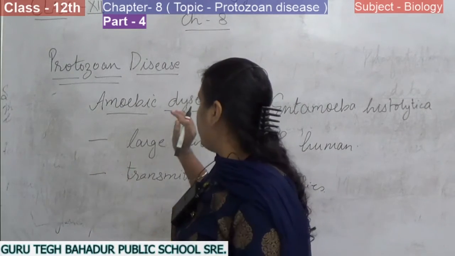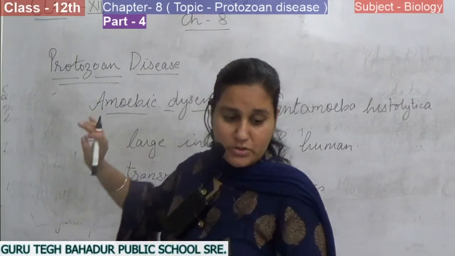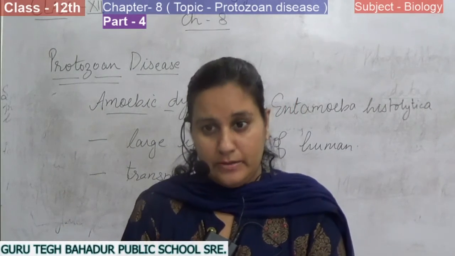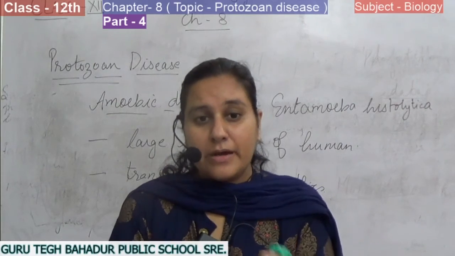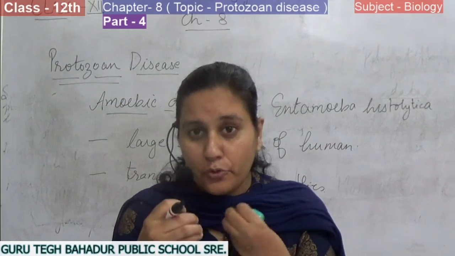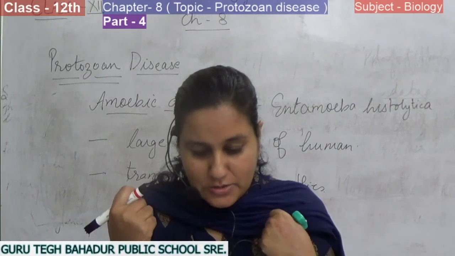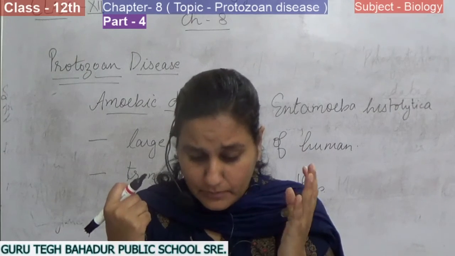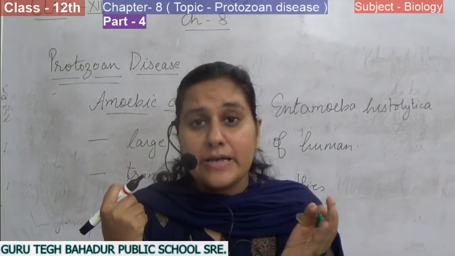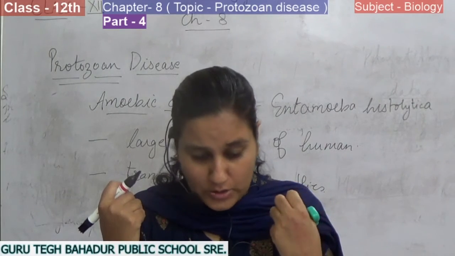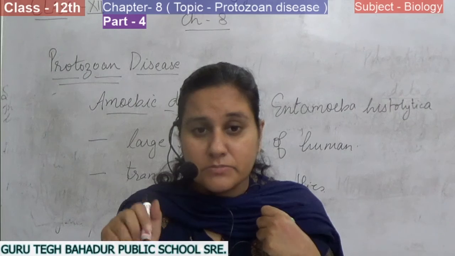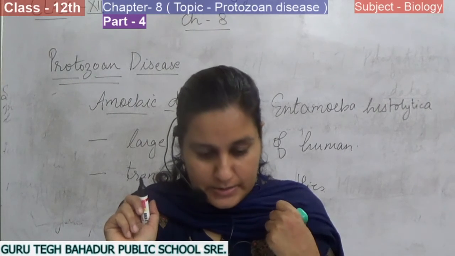Now what are the symptoms of this amoebic dysentery? Abdominal pain, constipation, cramps. A cramp is when you have pain that comes and goes intermittently. Stool with excess mucus, which is a white substance, and blood clots. These are all the symptoms of amoebic dysentery.